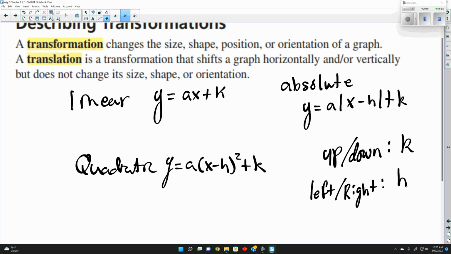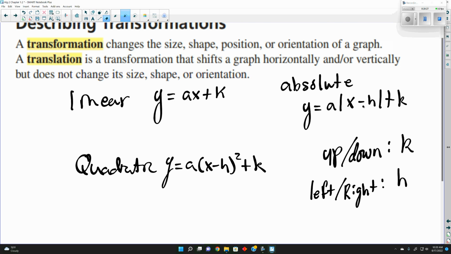Now, if you look in the function, the two places where h appears, what's the sign in front of it? So h, negative and negative, yes? So if h is positive in this function, it's going to look what? Negative, because if I subtract a positive number, it's going to look negative, yes?